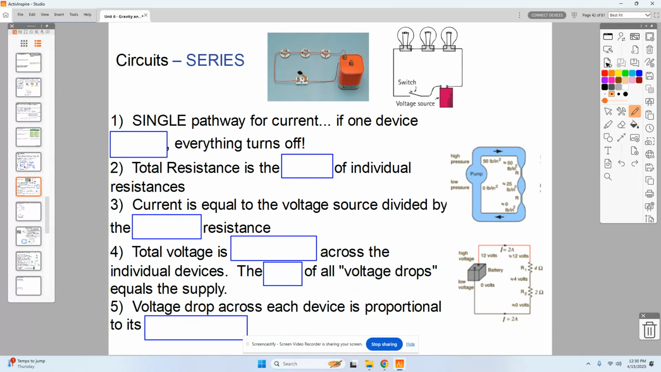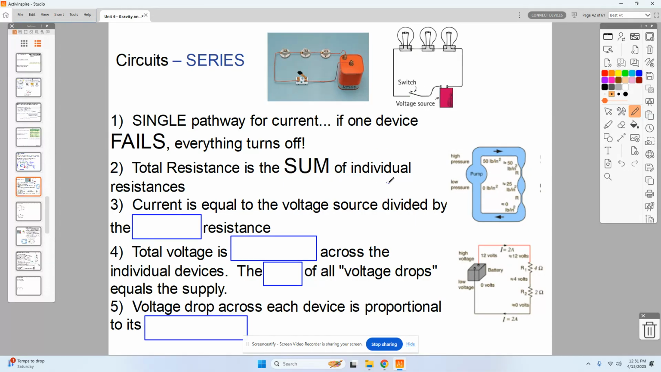Series circuit: it's a single pathway for current. If one device fails, everything's going to shut off. You can see that the battery source, the voltage source here, is going to allow the electrons to flow through that light bulb, through that filament, and then through that filament. So all the current flows through each of those light bulbs. If one of those things breaks or the filament burns out, then the entire thing shuts down.